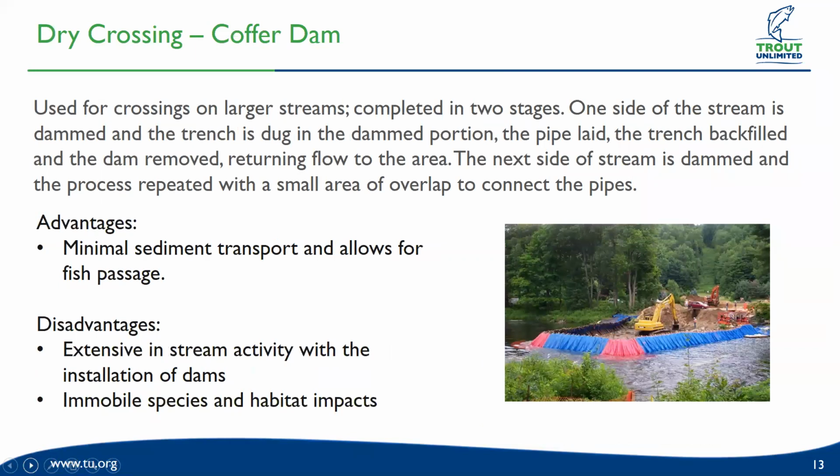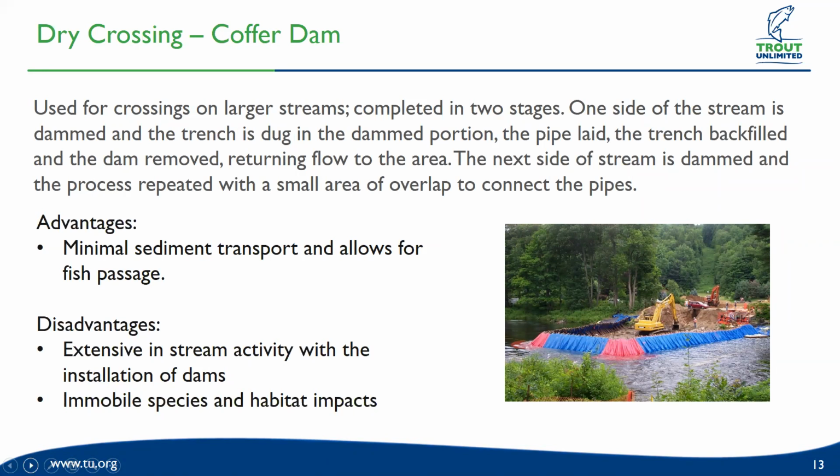The other type of dry crossing method is the cofferdam, and this is used for larger streams, and it's completed in 2 stages. So one side of the stream is dammed and the trench is dug in the dammed portion and the pipe is laid, and then the trench is backfilled and the dam is removed, and you return the flow to that area. And then the next side of the stream is dammed and the process is repeated with a small area of overlap to be able to connect the pipes.